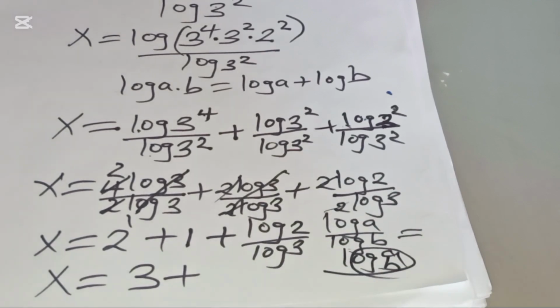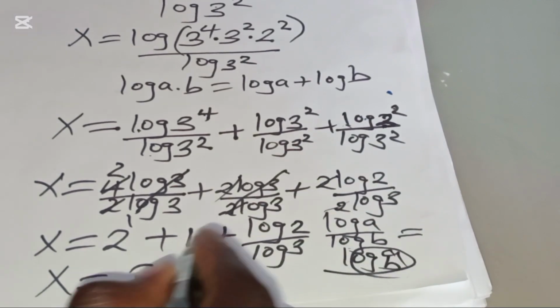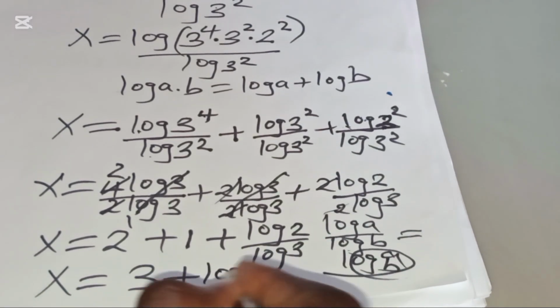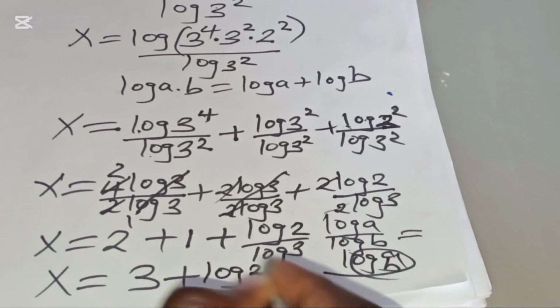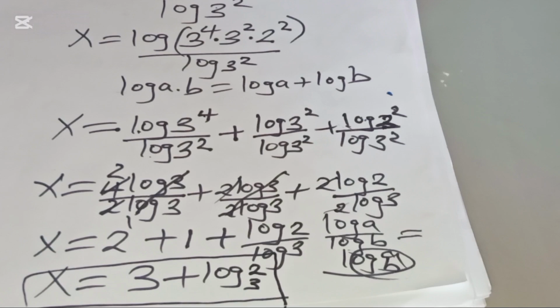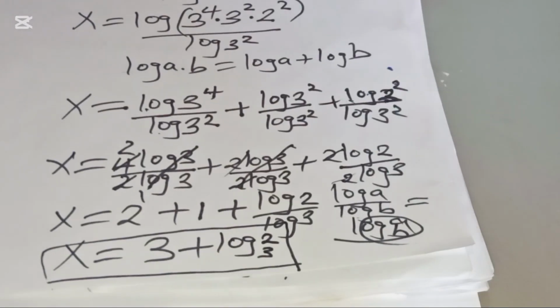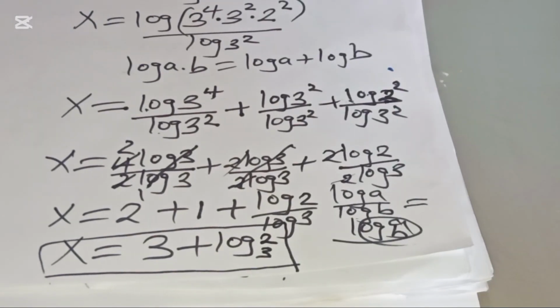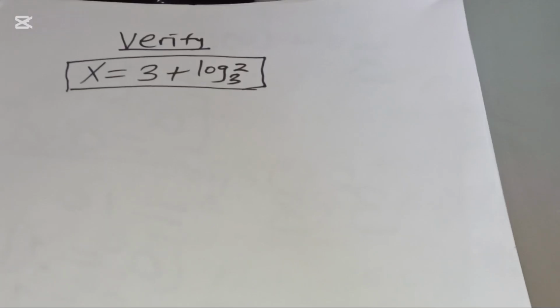So let's apply this identity so that now we will have log 2 to base 3. Now this is the value of x. This is our value of x. So let's verify that this value of x actually satisfies the equation by following these steps. So let's verify that x, which is 3 plus log 2 to base 3, actually satisfies the equation.